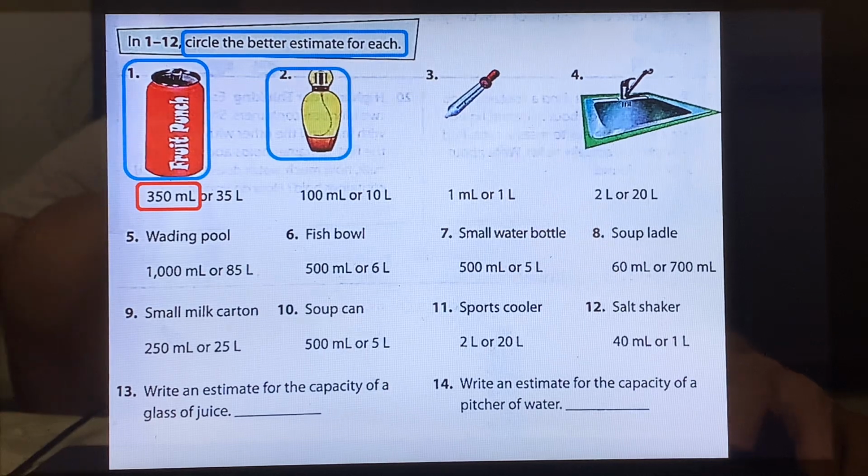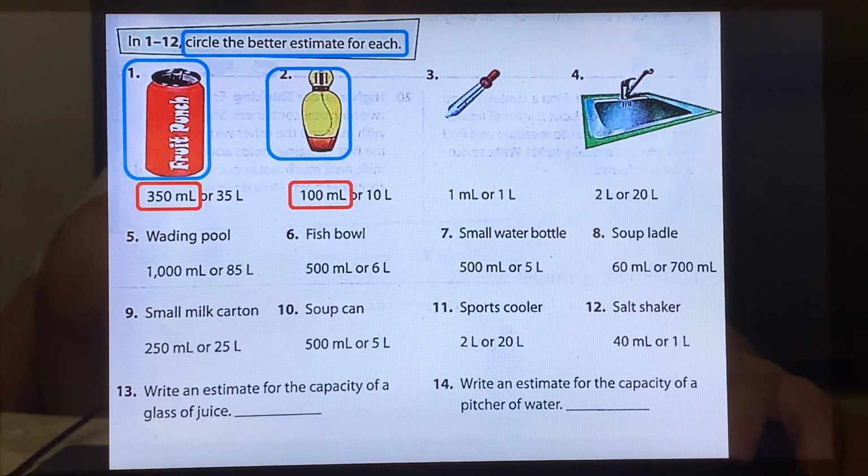Number 2 is a bottle of perfume, a perfume bottle. Which is a better estimate for the capacity of the perfume bottle? 100 milliliters or 10 liters? 100 milliliters. Did you get it right?